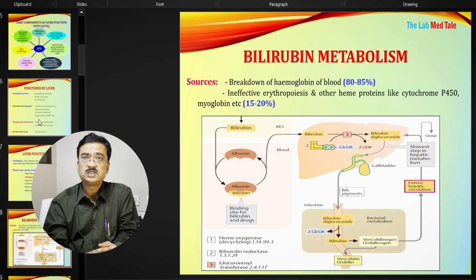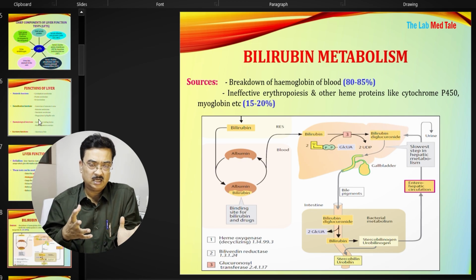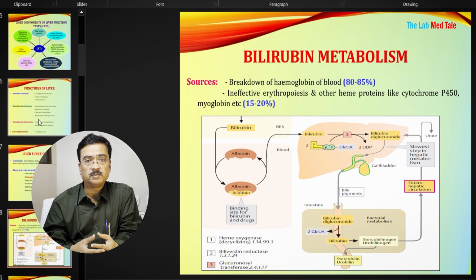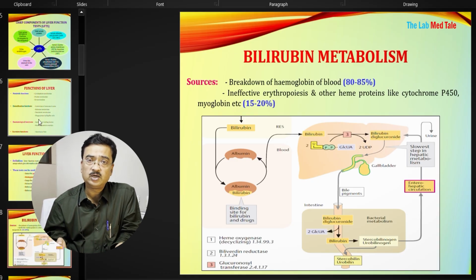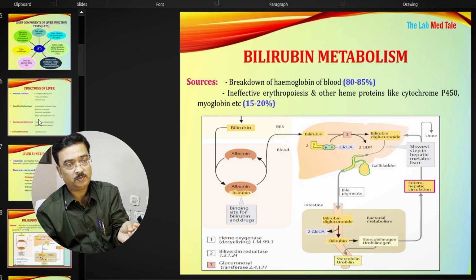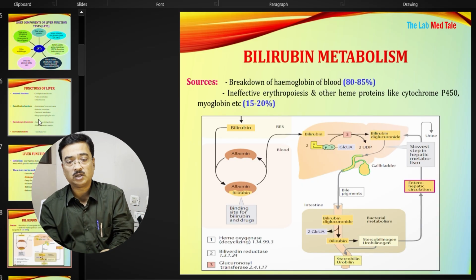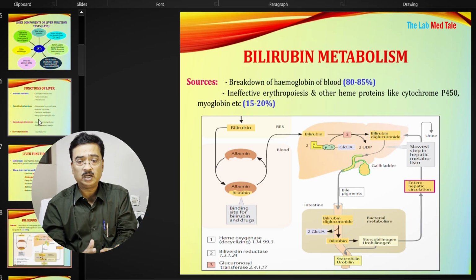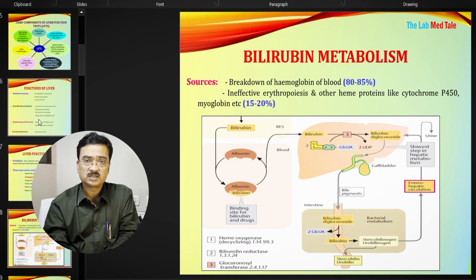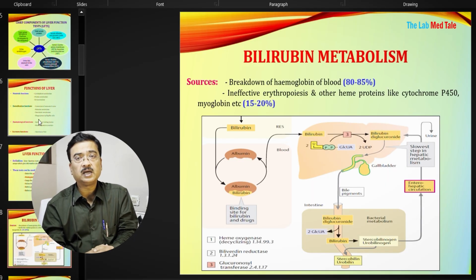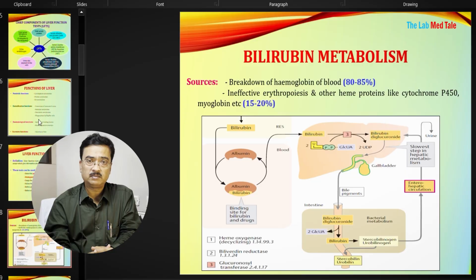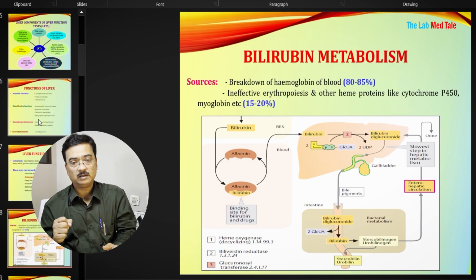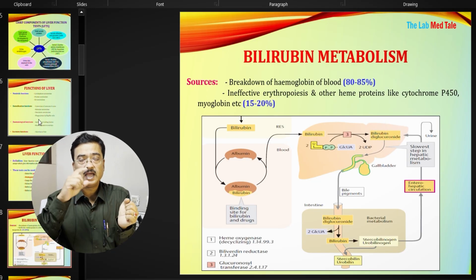So we know some of the products are hydrophilic, some of them are hydrophobic. Particularly neutral organic compounds cannot be dissolved in water. So therefore they need to be made water soluble, and to make it water soluble, you have to add some polar groups to the non-polar products. So bilirubin, being a non-polar one, cannot be dissolved in blood. So it takes help of albumin. It is conjugated with albumin and goes to the liver.